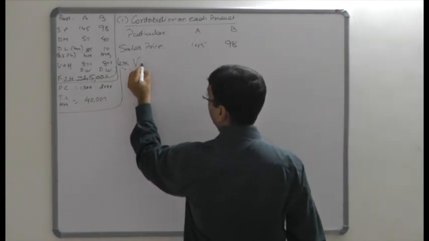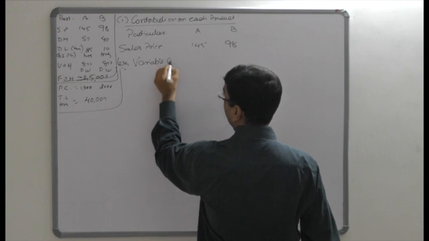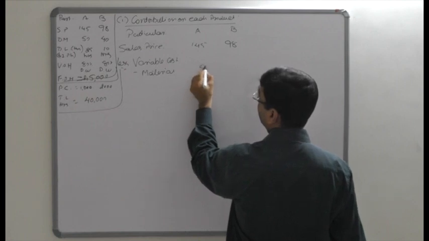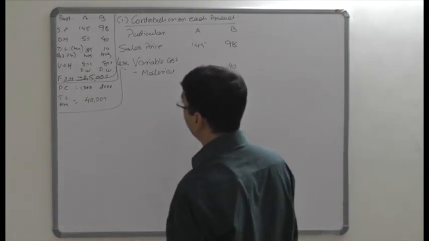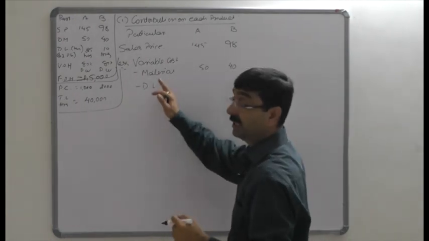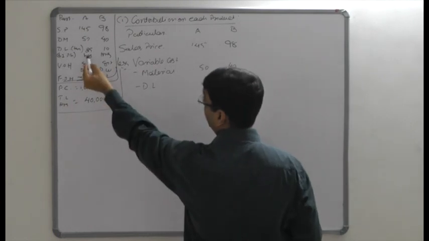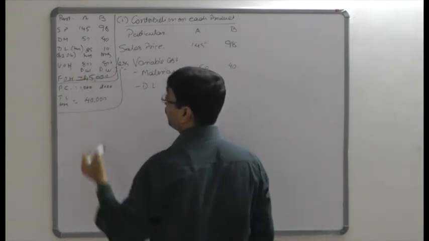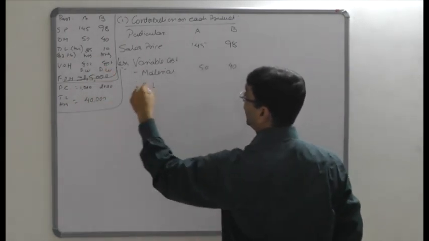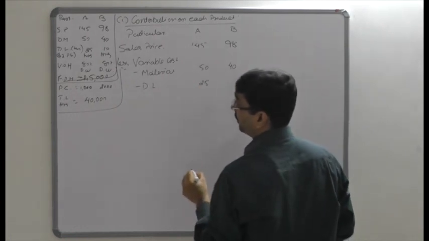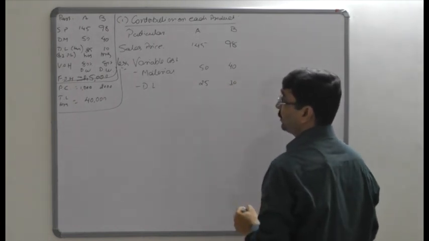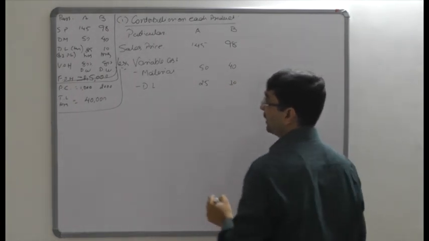Less variable cost. First is material, and the variable material cost is 50 for A and 40 for B. Then the direct labor, which is part of the key factor, is given in hours, and it is mentioned in the bracket that the cost per hour is 1 rupee. So if 25 hours are used for manufacturing A, 25 into 1 rupee comes to 25 rupees. And for B it is 10 hours multiplied by 1 rupee, so 10 rupees. So direct labor is 25 and 10 for the respective products.